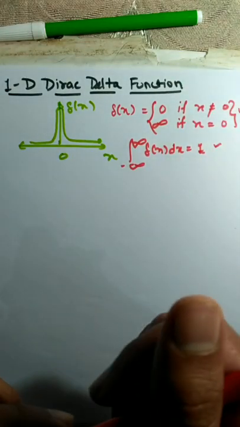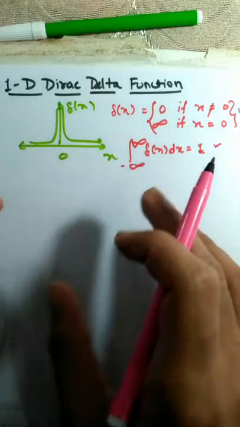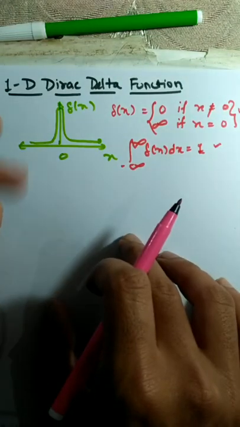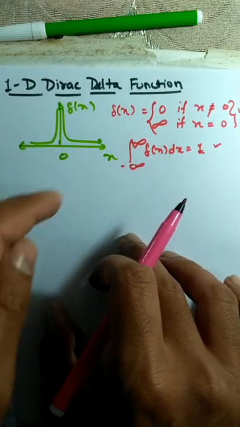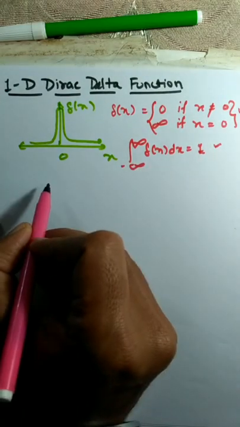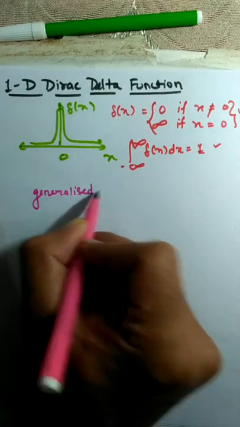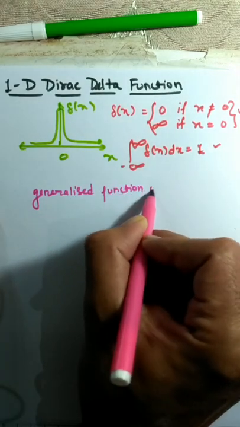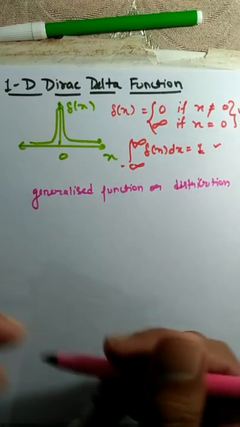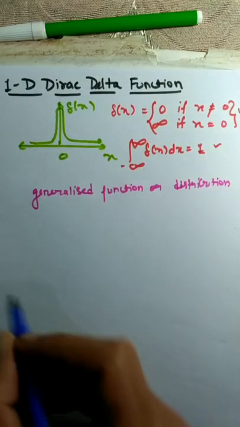Technically speaking, it cannot be called a function, because the condition for a function is that it should be finite at all the points, but at one point the value of this function is infinity. So in mathematical literature this kind of function is known as a generalized function or distribution. Okay, now let's see an important property of the delta function.